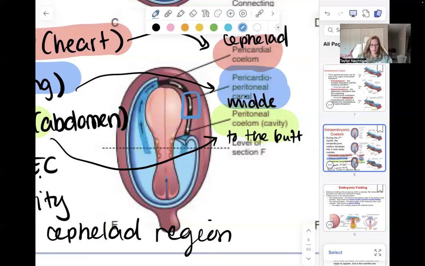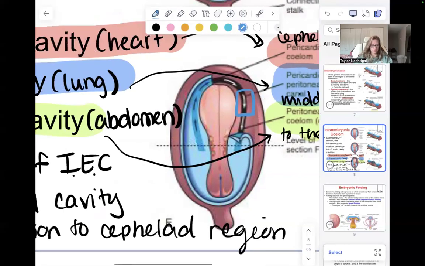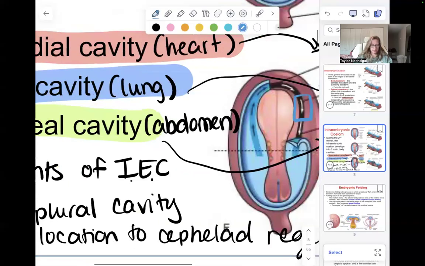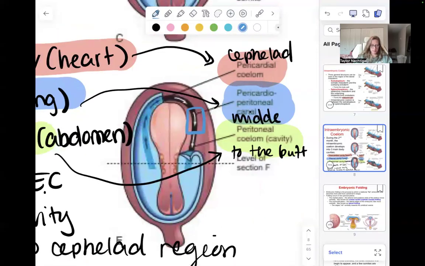or sorry, what am I saying here? The pleural cavity, so around the lung. And then this more dorsal, or caudal, caudal's more accurate, to the tail. It's not to the back, it's to the tail. The more caudal end is going to become the abdominal cavity.